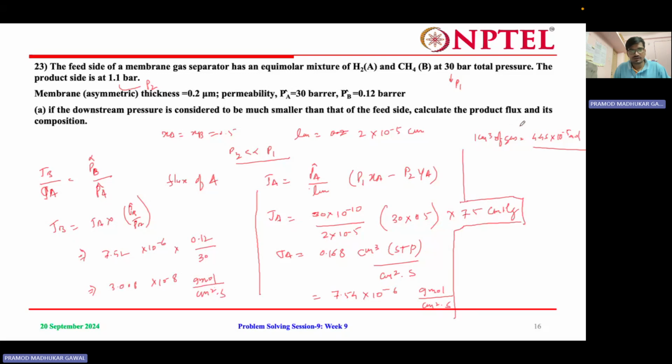So we calculated the product flux. Now we have to calculate the composition of the permeate. To calculate the composition, Y equals JA divided by JA plus JB. We calculated JA and JB, so putting them into this equation, we get the composition of the permeate as 0.996. This is the composition of the permeate.